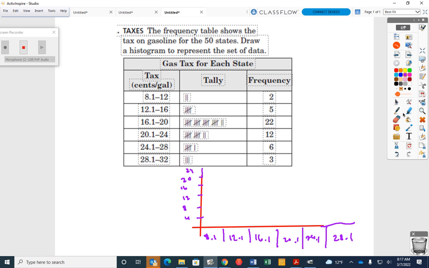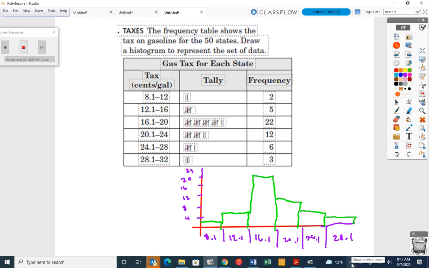All right, let's go ahead and make our display here. 8.1, where's that going to go to? So like right there? Yeah. What about 12.1? Like that? What about 16.1? All the way up there. What about this next one is up to 12, so probably right there. And the next one's up to 6, so maybe right there. And then the last one's up to 3, so maybe right there. Yours should look roughly similar to that.